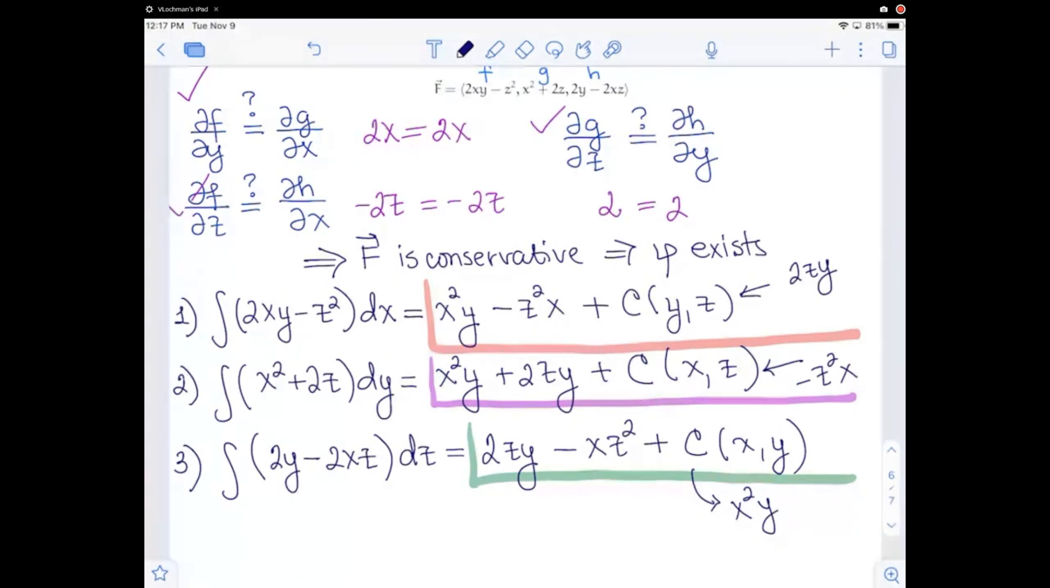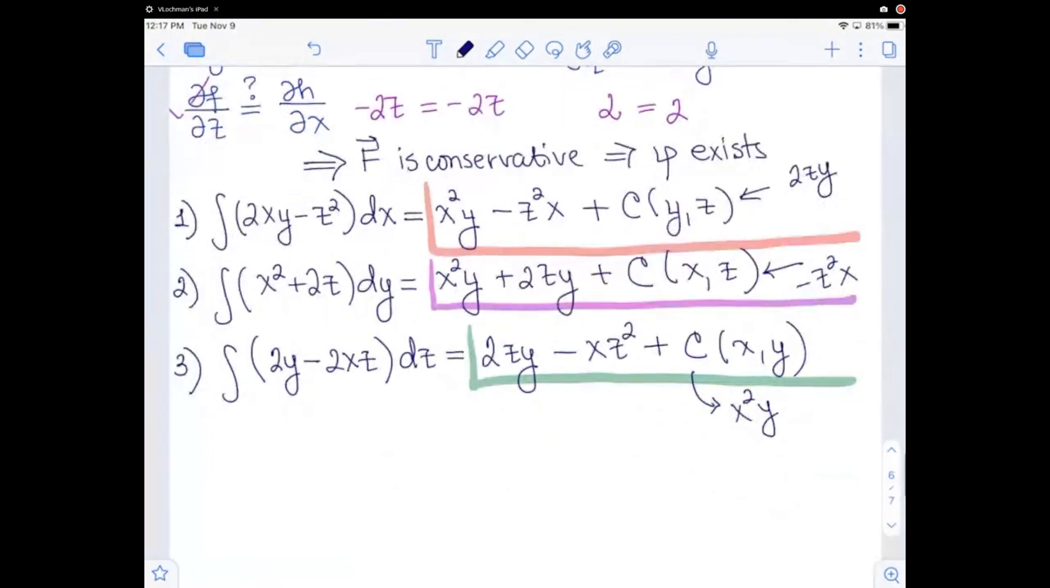components. So now we can put it all together as phi, a function of 3 variables x, y, z. Make sure that everything is there. So this is going to be x squared y minus z squared x plus, what's our last function here?